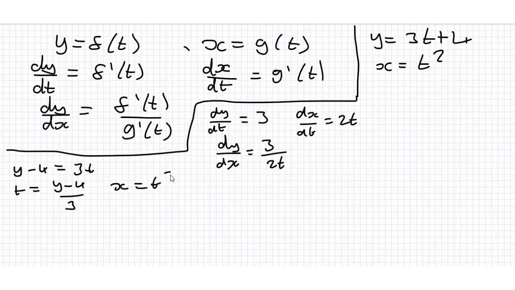X is equal to t squared, but now we know t, so we can write t in terms of y. So x is equal to y minus 4 squared over 9, and I'm happy to leave it like that. We've got x in terms of y. We could rearrange to get y in terms of x if we wanted to, although because of this square, it makes it easier just to leave it like this, which is fine. There's some relationship between x and y. So hopefully you can understand the basic concept behind this.